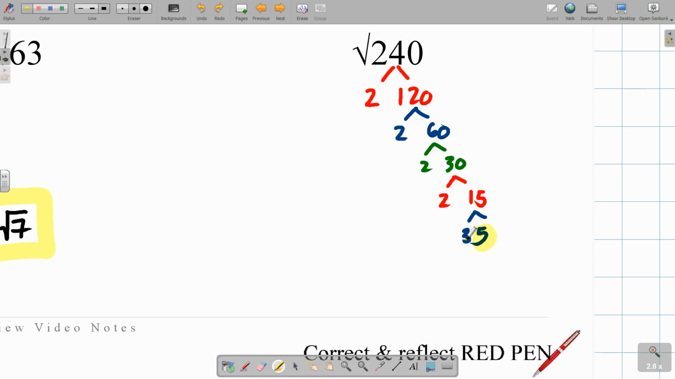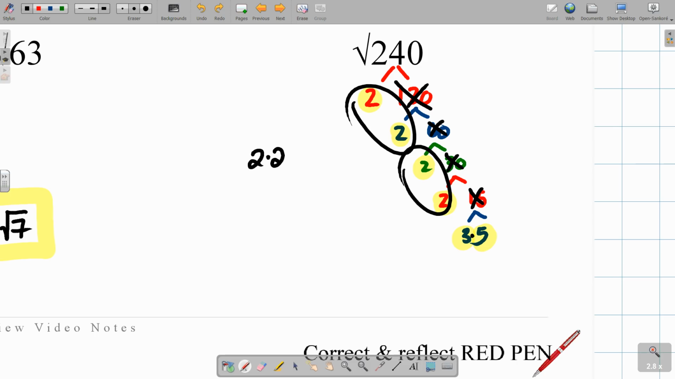I'm looking only at the leaves, not looking at the branches. Those branch, branch, branch, branch, I cross them out. I look at my leaves. I have one pair of 2s, another pair of 2s, a 3 and a 5. So I have 2 times 2 and 15. You should have gotten 4 root 15.